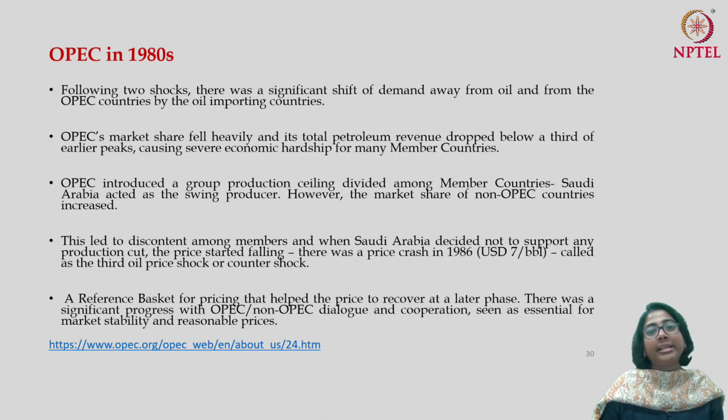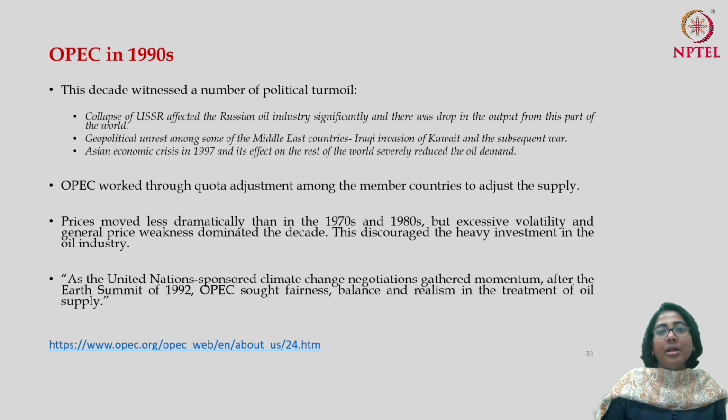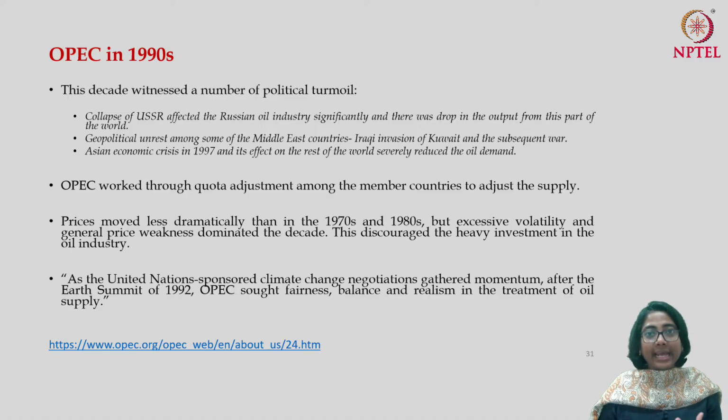There was one important thing: because the market share of non-OPEC countries was increasing, it was important that OPEC start having a dialogue with these countries, and there was significant progress with OPEC and non-OPEC country dialogue and cooperation, and this was perceived to be an essential element for market stability and reasonable prices. Finally, I mean, after the 1980s, we are going to see what happened in the 1990s.